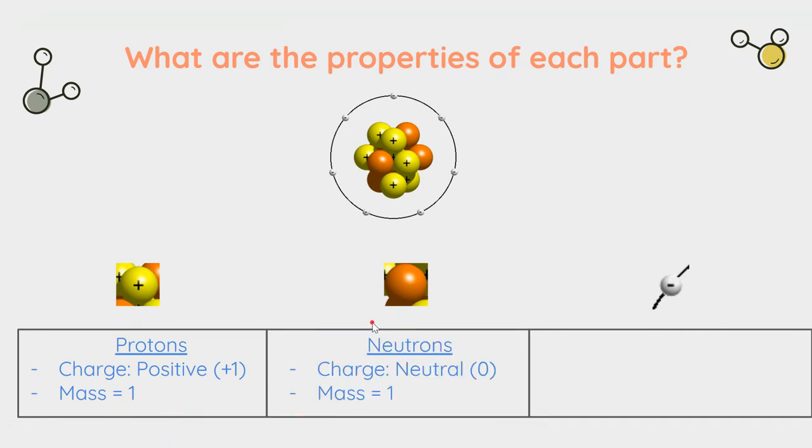Our neutrons, they are neutral. Also have the same beginning of that word. Neutrons are neutral, so they have 0 charge. But they also do have mass, just like protons. Every neutron has a mass of 1.